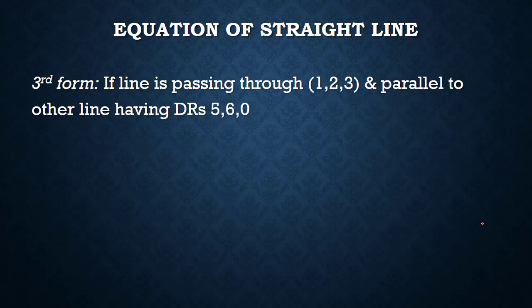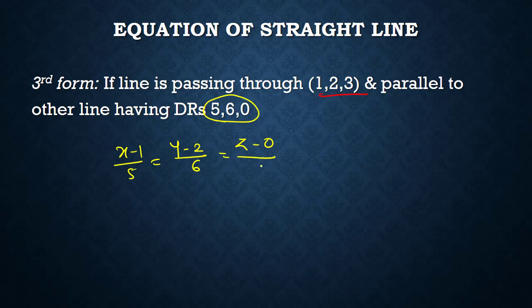Okay. So let's see one example. If a line is passing through 1, 2, 3 and parallel to another line having the DRs 5, 6 and 0. If lines are parallel, then the DRs of the desired line will also be the same, 5, 6, 0. So what will the equation be? (x minus 1) by 5, (y minus 2) by 6, and (z minus 3) by 0. Okay. So this becomes the equation of the line. Very good. Please don't make this infinity. It is not correct, because if you solve this, it won't be infinity here.